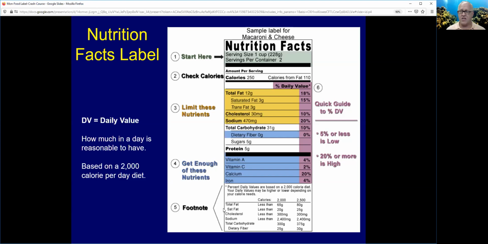Me, at my age and my metabolism, I run about 1,800 to 2,000 calories a day. You, being much younger, may be going through 2,500 or 3,000 calories a day, especially if you're an athlete. So you want to spend some time looking at these labels.